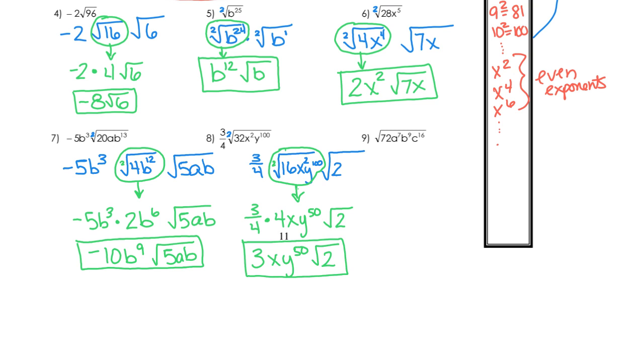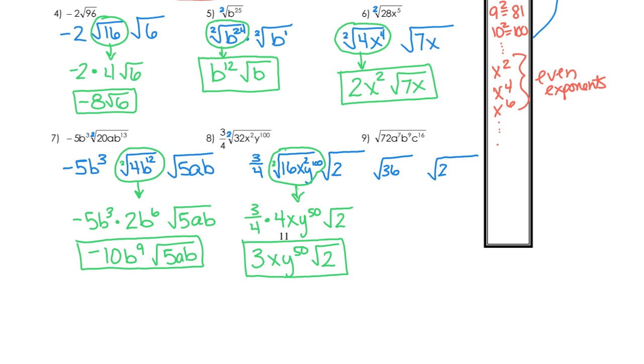All right. So hopefully you're getting the hang of them by now. All right. And so we have number 9. So again, no numbers out in front, which is nice. We don't have to worry about that. Okay, we got our perfect and our non-perfect. Square root of 72 is not perfect. The largest perfect square that goes into it is 36. And it goes in twice.